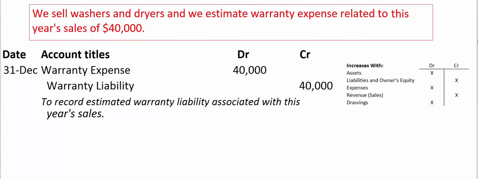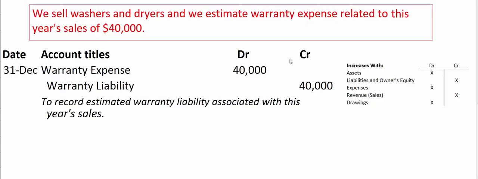So let's take a look at an example of something that is probable and reasonably estimated. Warranty expense. We sell washers and dryers this year and we offer a 1-year warranty. We know that someone's going to come back for warranty work and we can estimate it to be $40,000. So we debit warranty expense for $40,000. Expenses are debits, expenses are debits, expenses are debits. And we credit a liability account called warranty liability. This would be a current liability because it's going to happen next year.